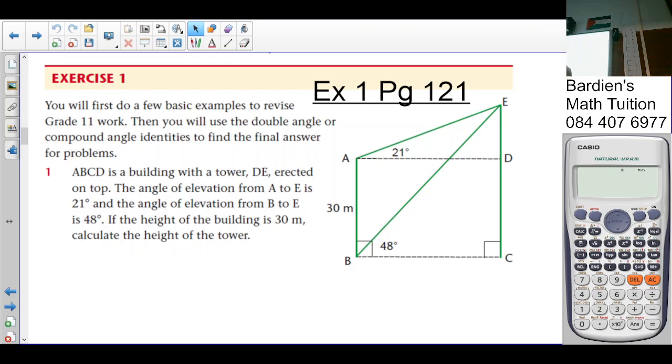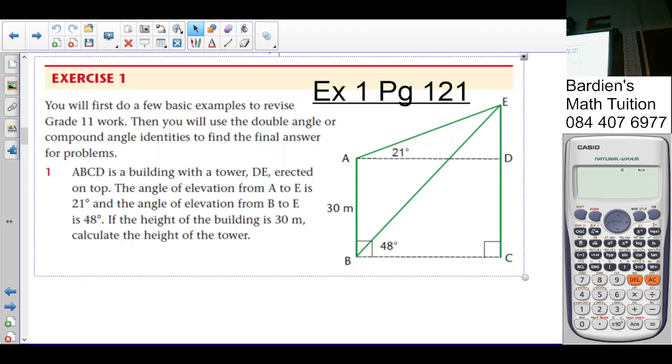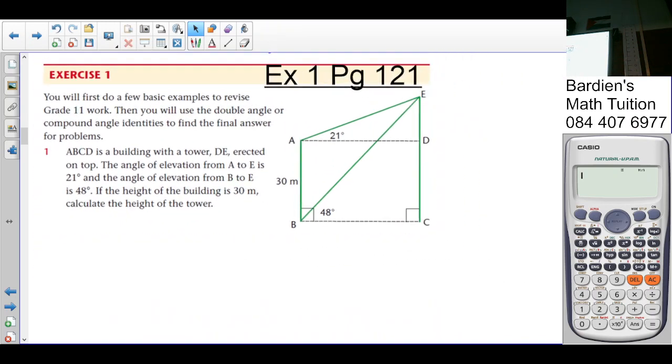So, as promised, I'm going to do the odd numbers, and the even numbers will be selected numbers that you had problems with. So we are told that the first few basic examples are to revise grade 11 work. Then we will use the double angles, the compound angles identity to find the final answer for the problem.